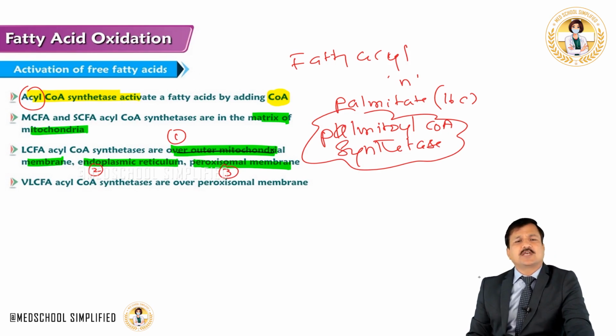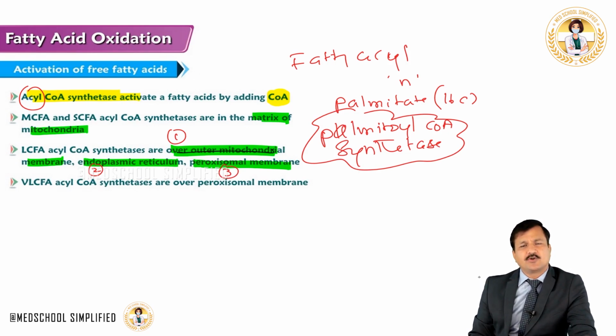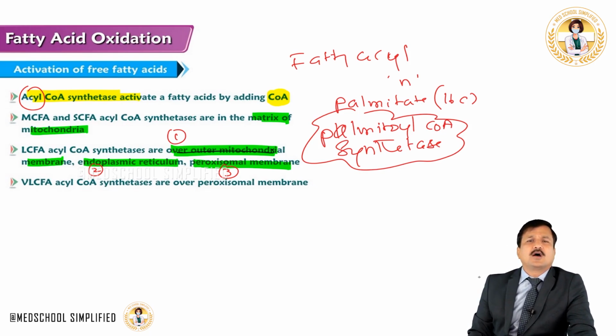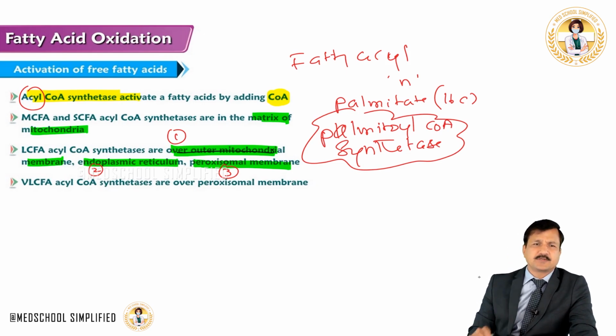So, the long chain acyl-CoA synthetases being present over the outer mitochondrial membrane are going to allow transport of long chain fatty acids into the matrix of mitochondria for the beta oxidation process, and thereby a cell can get energy. That's the purpose there.